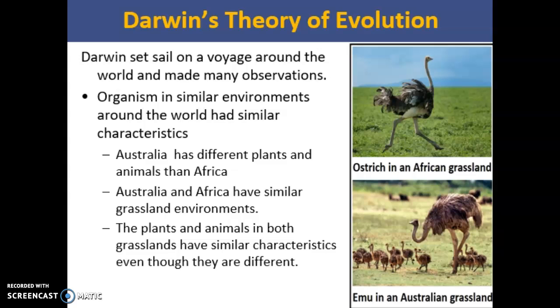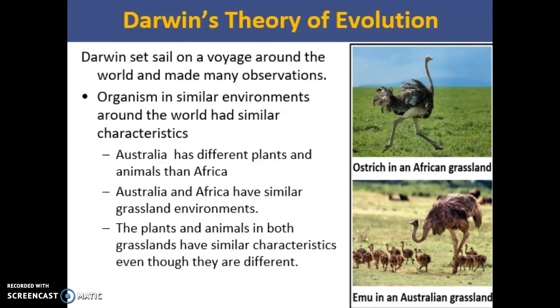For example, if you found yourself in Africa on a grassland, you would see these large flightless birds called ostriches running around. Now, if you sailed off and went to Australia, you would find similar grasslands in Australia. And you would find similar large flightless birds. But these flightless birds weren't the same from Africa. They weren't the ostriches, they were emus. Right? They were similar, but they were different.